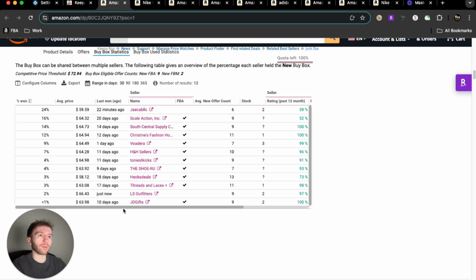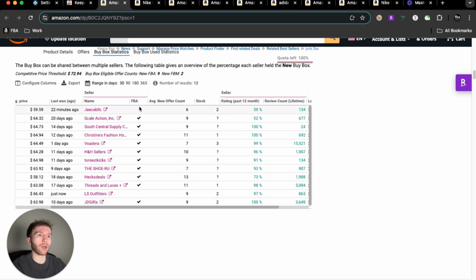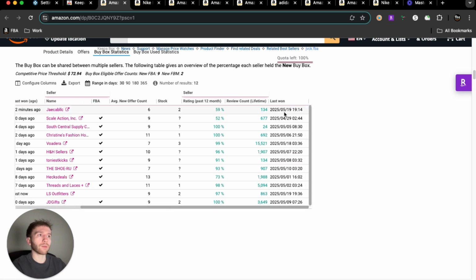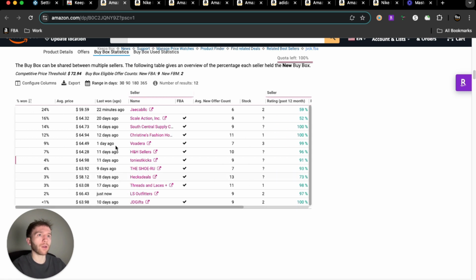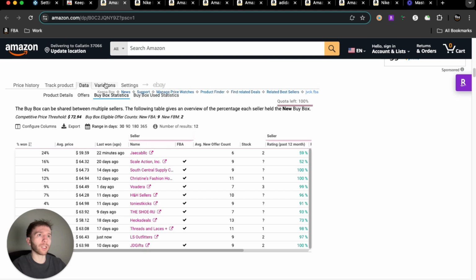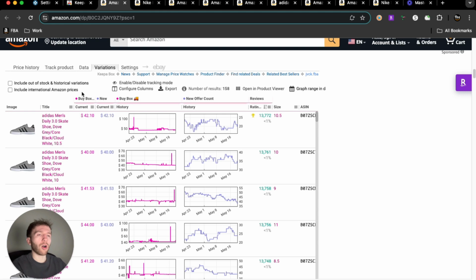The only other helpful information in this is going to tell you FBA right here if they were actually one of your competitors that you need to pay attention to, and it will just give you a last won date as well if you wanted to see that instead of day frame or minute frame. The buy box used statistics is completely useless because we're not selling anything used, so you don't ever have to pay attention to that.